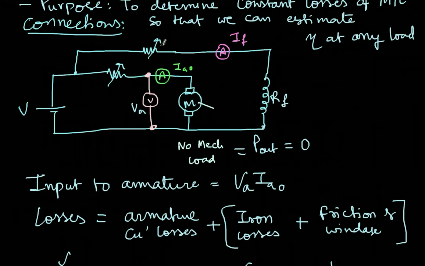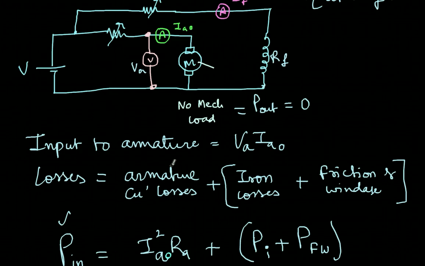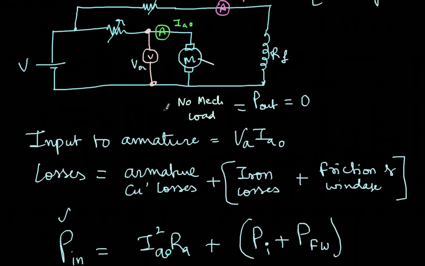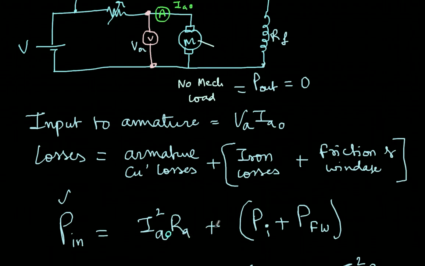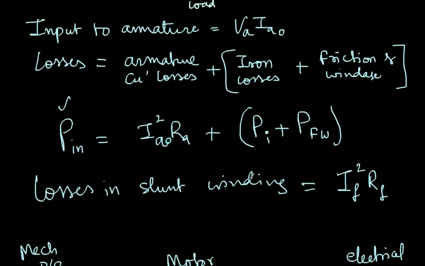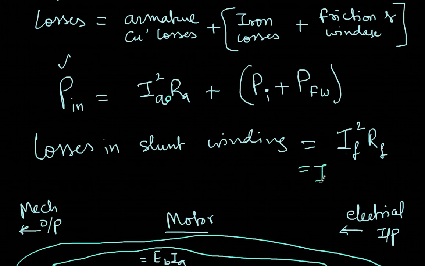The reason for having this is again to adjust the field current to the rated value, so that even under no load condition, the full load speed is maintained. And as discussed earlier, the input is VA into IA naught. There is input only to the armature, but the losses happening in this diagram are the armature copper loss, which is IA naught square into RA, plus Pi plus Pfw. This part is unknown actually. P in I can measure because I am measuring these two quantities, and RA I can measure. So from all of these, I can find out Pi plus Pfw. That is one part of the constant loss. The other part of the constant loss is in the shunt winding, which is ISH square RSH. This is just the shunt field winding resistance instead of RF; it's just a notation.